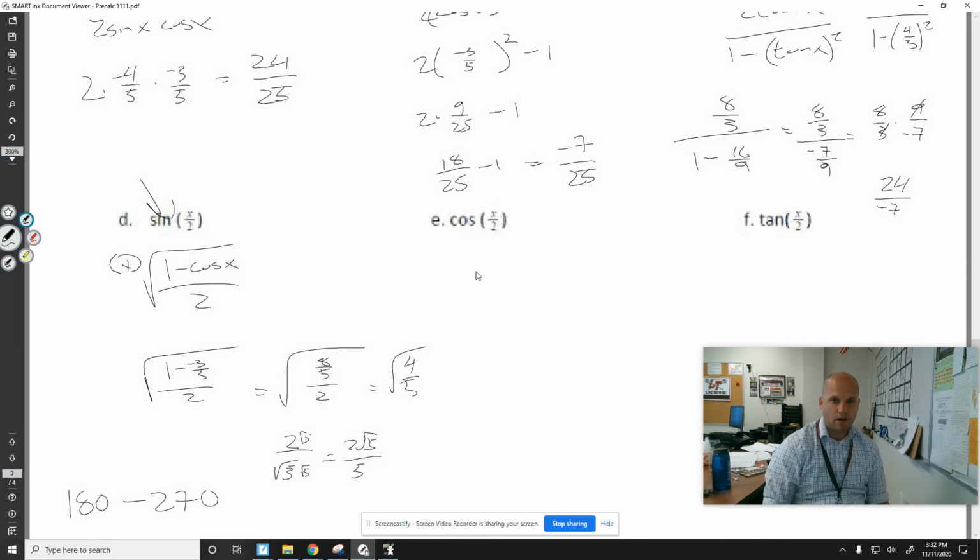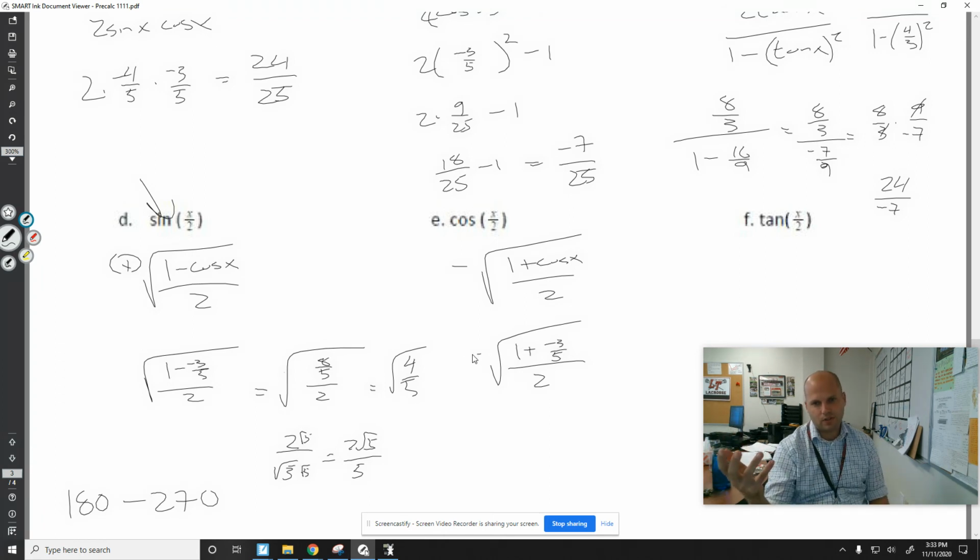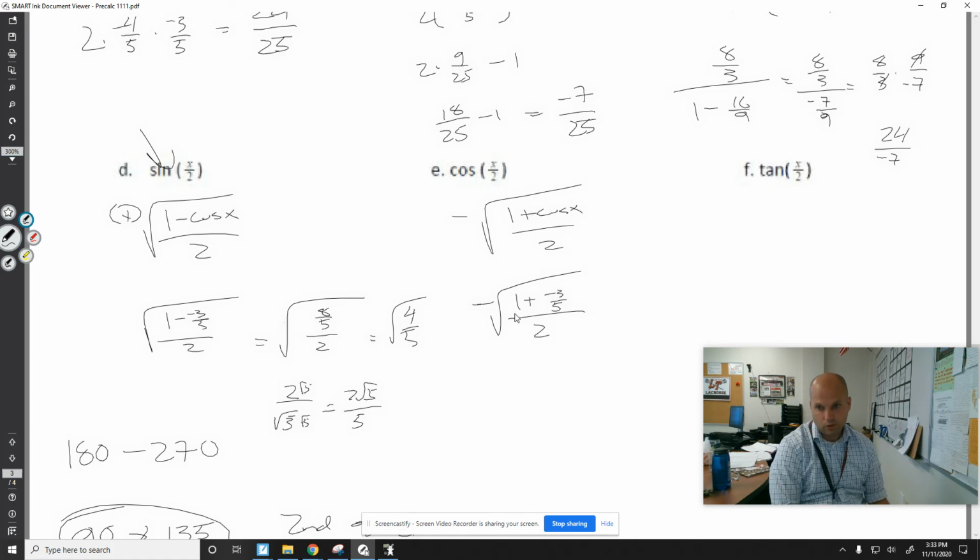Cosine, again, we're in the second quadrant. Cosine is going to be negative. The identity is root of (1 plus cos x) over 2. So cos x, again, is -3/5. So this is 5/5. Again, you guys are probably typing this all into your calculator because you have no confidence in your arithmetic abilities. But you need to have them.